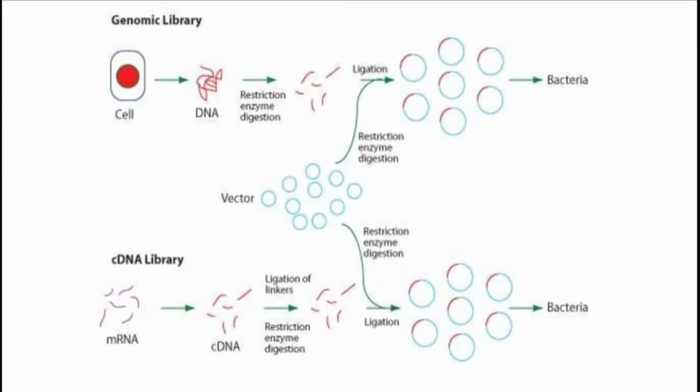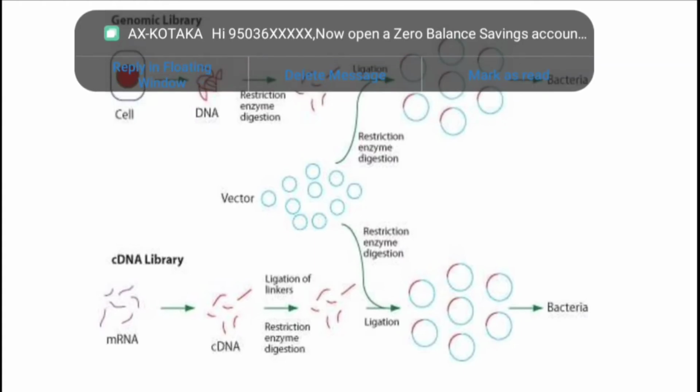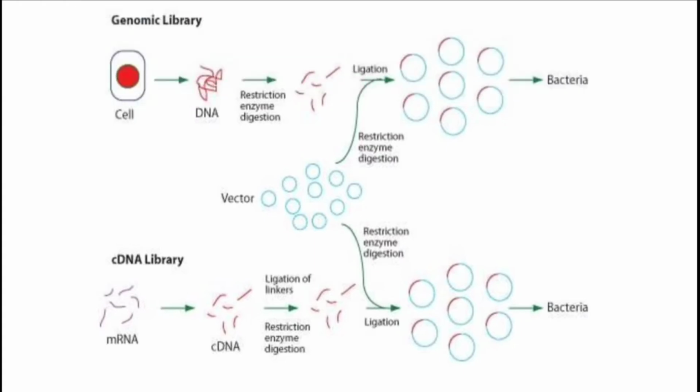In a genomic library, a cell is taken and DNA is isolated from it. Then restriction enzyme digestion is carried out. Then it is ligated and inserted into the bacteria. Sometimes a vector is used, and restriction enzyme digestion is carried out, ligation is carried out, and it is inserted into the bacteria.